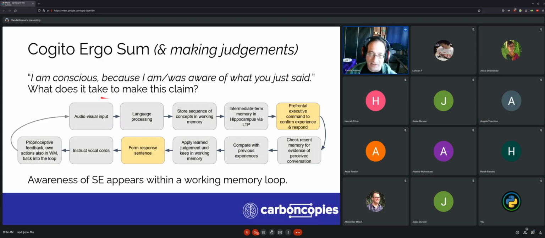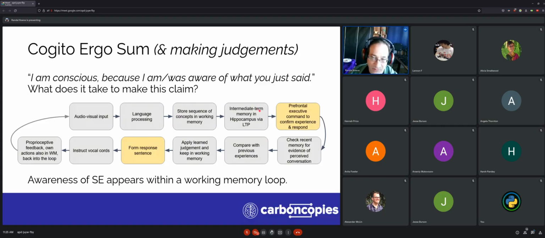And just to be clear, we should be starting here with the audiovisual input. There was some audiovisual input to the brain of the person who's making this statement. I'm not showing every little stage here, but eventually that audiovisual input has to be processed for language. From that, you store a sequence of concepts, at least in working memory. And it has to be working memory for reasons I'll get into in just a moment. So I was aware of what you just said. The first thing it needs is that you're putting into working memory the processed language output, those concepts.